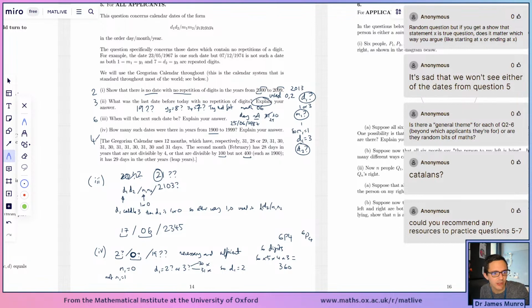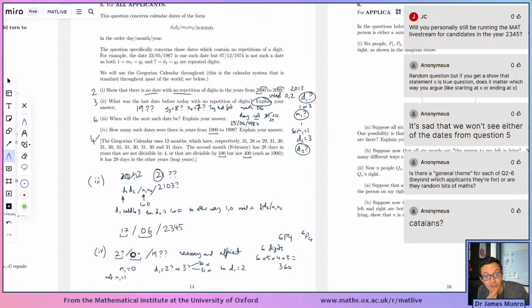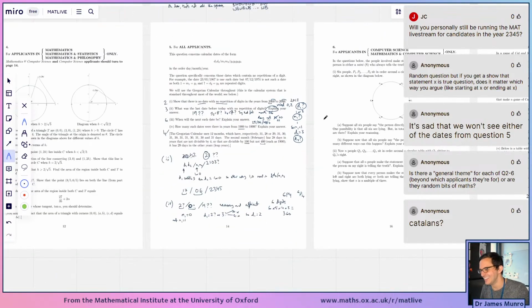JC wants to know if I'll still have this job in the year 2345. So there's this thing called the pension age in the UK, where at a certain point I'm allowed to retire. And the thing about the pension age is that they increase it sometimes. I don't know when I get to retire because they keep putting it up. I don't think I'm going to be working in 2345, but if I am, I'll leave a comment. There we go. What a deal.